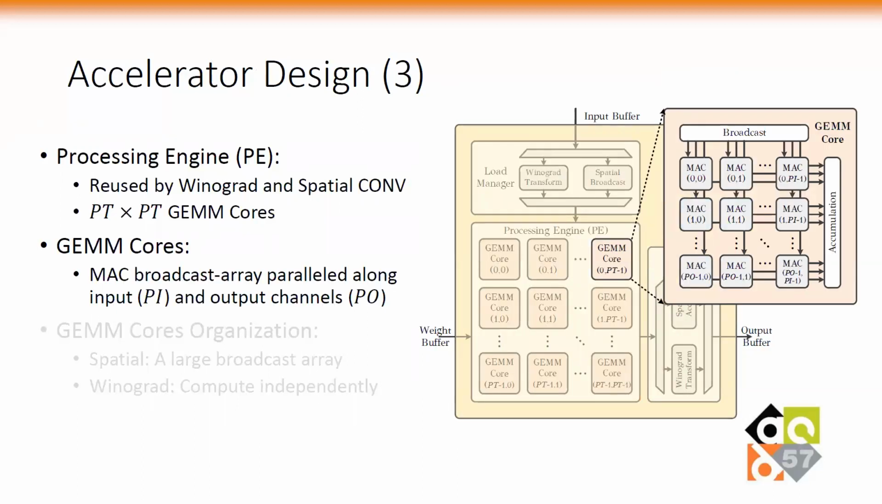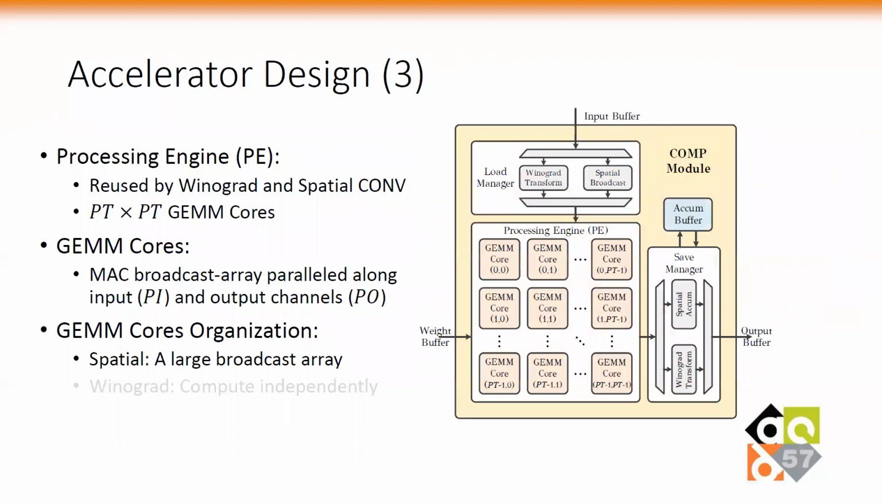Here, each GEMM core is a broadcast array parallelized along input and output channels with factors of PI and PO. In each clock cycle, each GEMM core is able to carry out one matrix-vector multiplication between a PI-length vector of input feature maps and a PI times PO matrix of weights, and generate a PO-length vector of output feature maps.